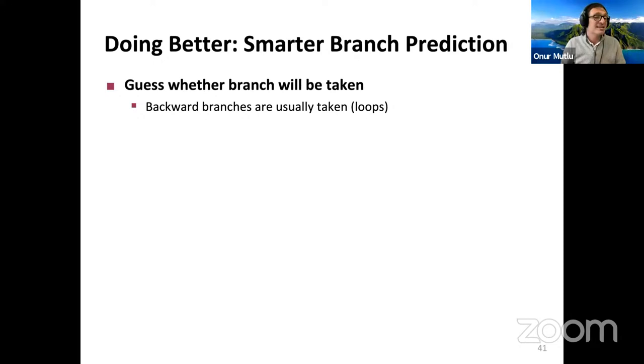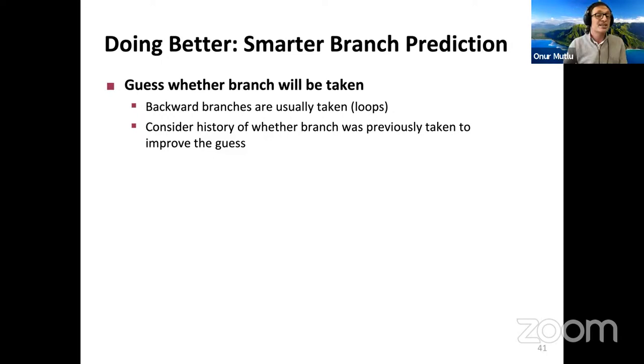So actually predicting taken is a better idea than predicting not taken in general in programs, and we will talk about that. So you can consider the history of whether a branch was previously taken to improve the guess. You can basically learn from past behavior of the branches or behavior of your program to do a better prediction. In fact, some modern processors use very simple machine learning techniques like perceptron-based learning. We will discuss that when we talk about branch prediction very briefly. Some modern processors use very simple machine learning techniques to train how to predict the branches in a better way, in a dynamic manner, as the programs execute.